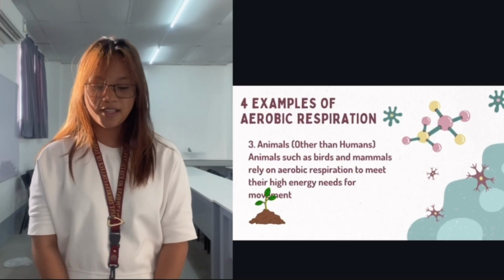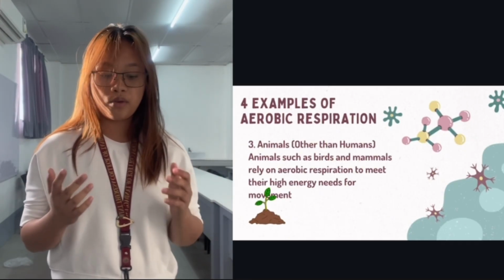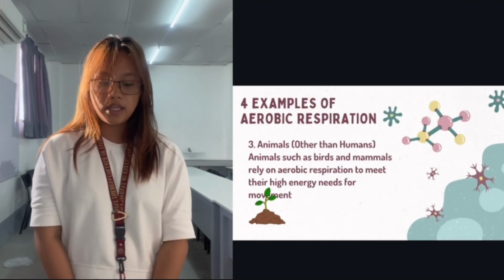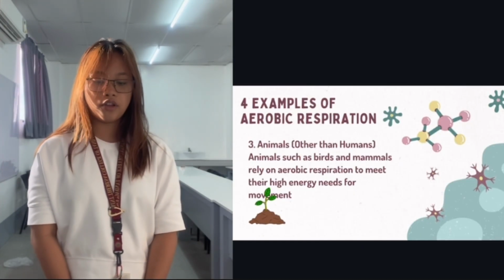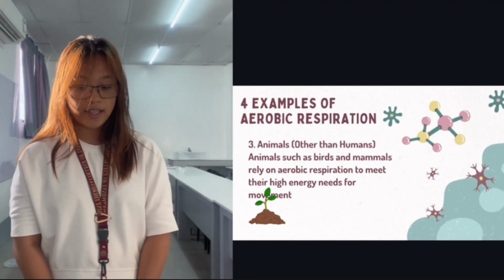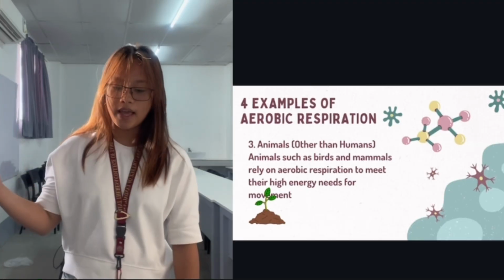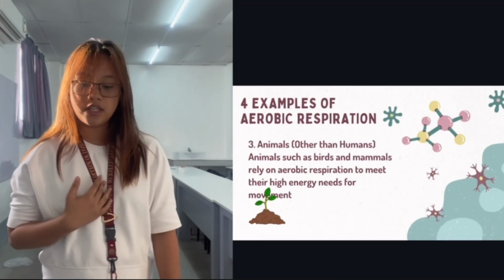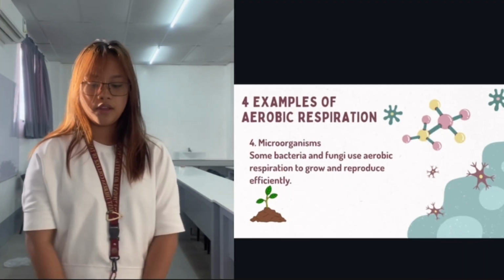Number 3. Animals. Animals such as birds and mammals rely on aerobic respiration to meet their high energy needs for movement. For example, birds need lots of energy to fly, so they efficiently break down glucose in their cells.